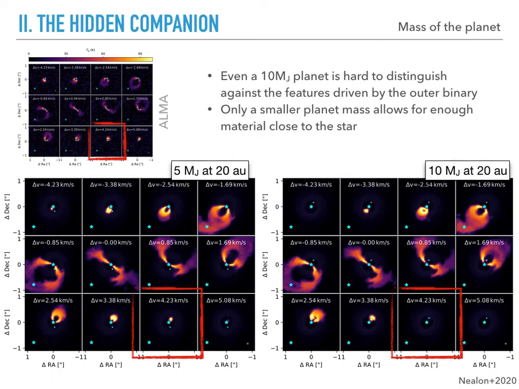We can see that while it's present in the 5 Jupiter mass case on the left, it's not really present in the 10 Jupiter mass case on the right. But this material is present in our observation in the top left corner, which suggests that a lower planet mass is more likely. So with this, and taking into account the assumptions that we made in the modelling, for example our choice of the disk viscosity, we conclude that the planet is likely to be less than 5 Jupiter masses and located between 15 to 20 AU.